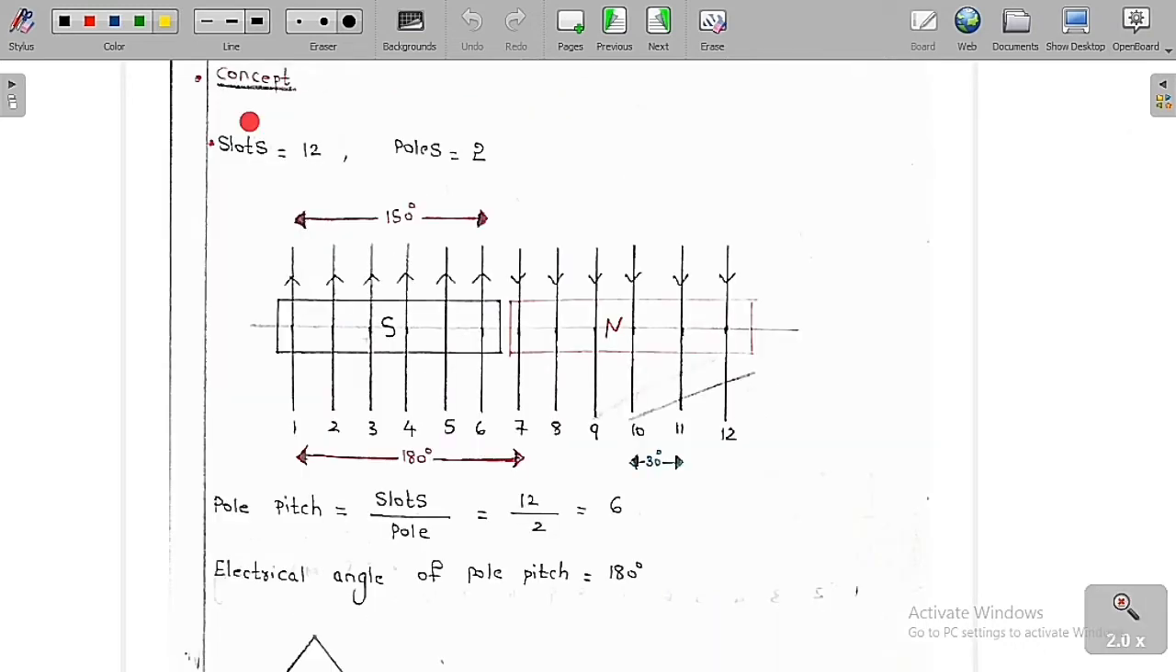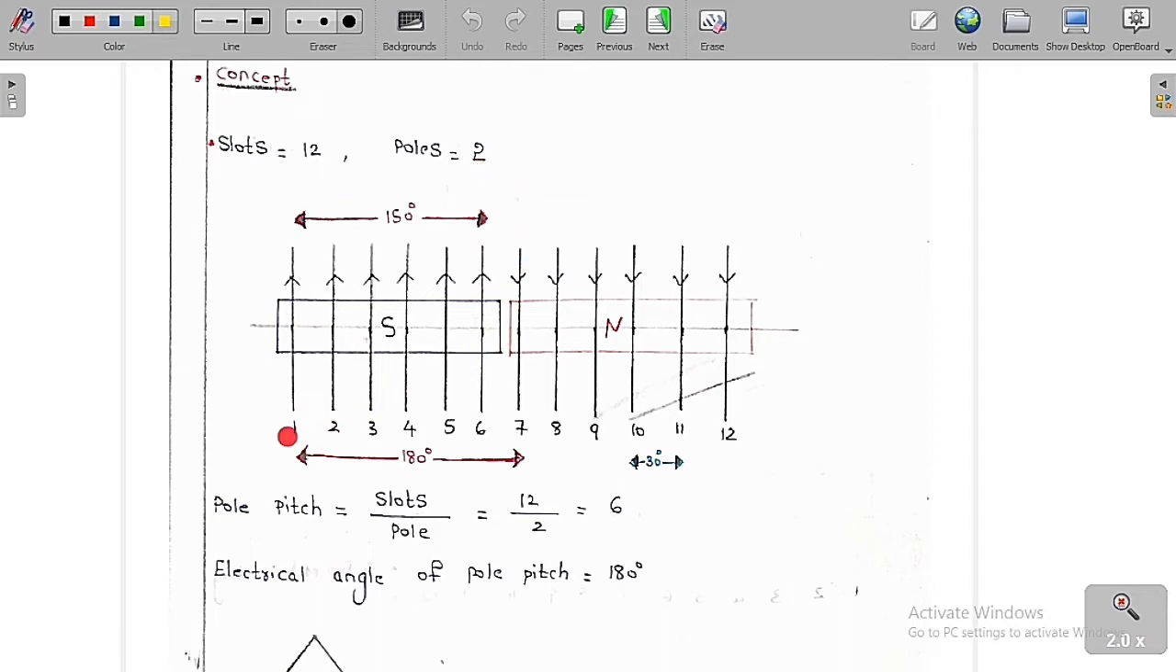So now we are going to discuss one more important concept. Suppose let me assume the number of slots in a stator are 12, and I am going to assume the number of poles are again 2. So the number of slots in the stator are basically 12 and the number of poles are also 2.